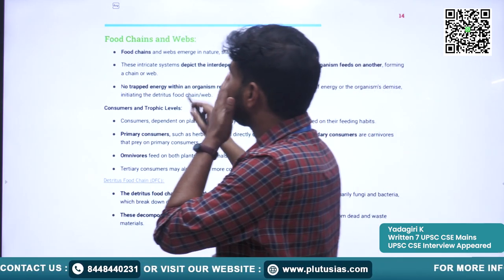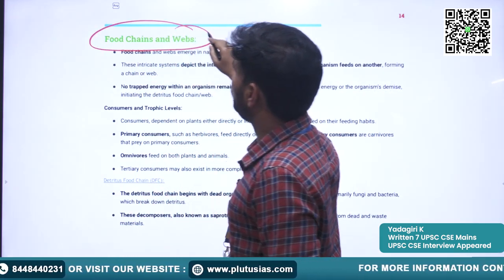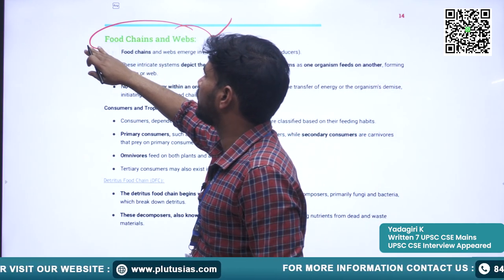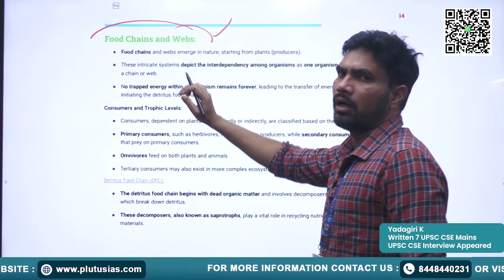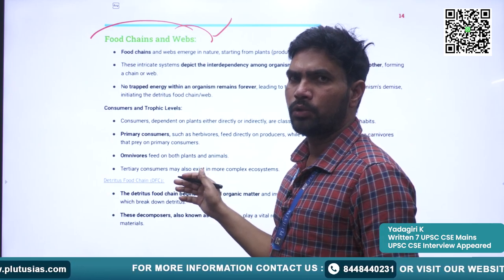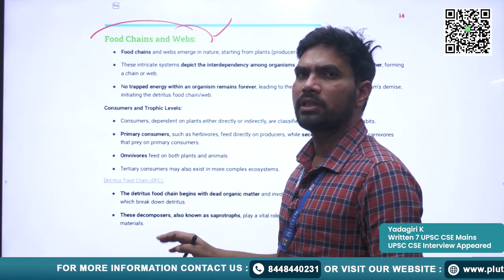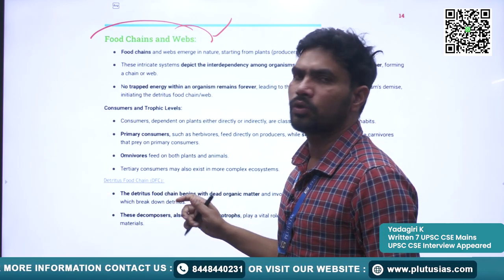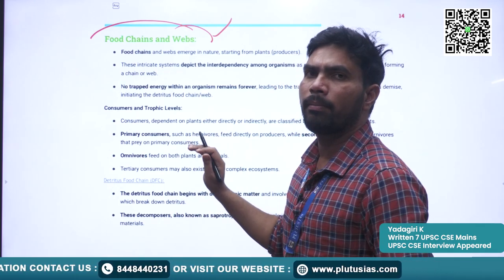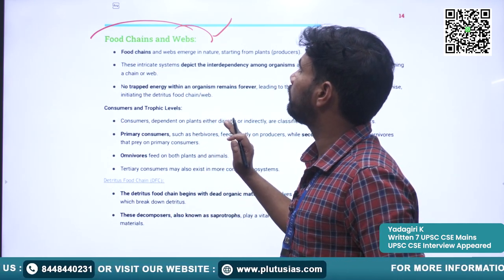Now we will try to understand the food chains and food webs. This is also a very, very important component. There was a question previously about the food chains and food webs. At the end of this lecture, we will see that aspect also. We will see the question. So try to remember the aspects about the food chains and food webs.